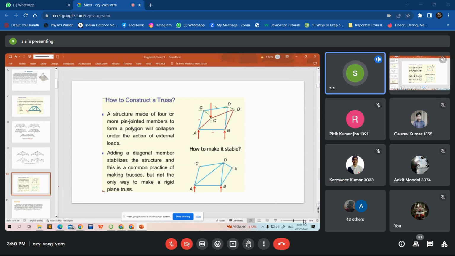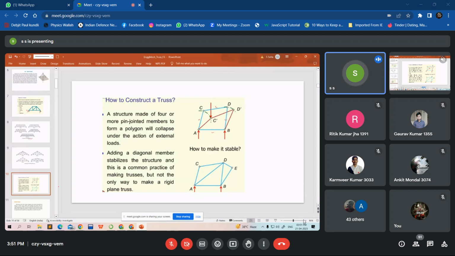So it will collapse because you want the configuration to remain intact even after the forces are applied. So in this case, the structural system made of 4 pin-jointed members in the form of a polygon, here it is 4, but it can be 4 or more, will collapse under the action of external loads. Then how do you make it stable?